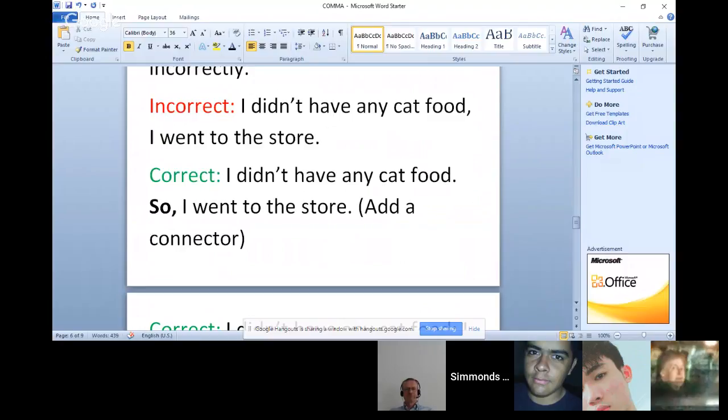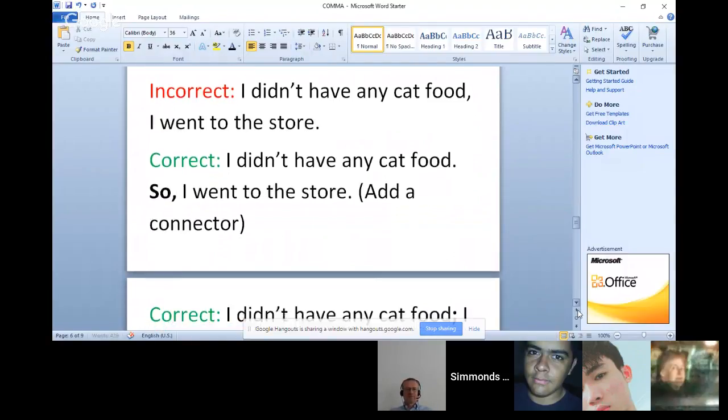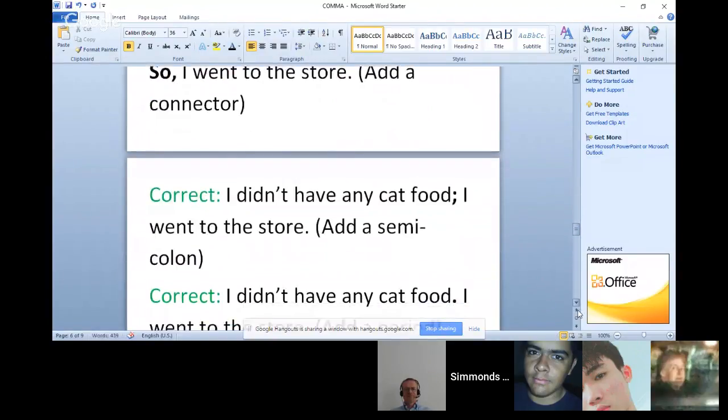So in there, between "so" and "therefore," they both kind of tell me it's a consequence of not having cat food. Therefore I went to the store. But if you just put it as two sentences, I didn't have any cat food, I went to the store, they're actually just two sentences. Well, and that brings me down to these.